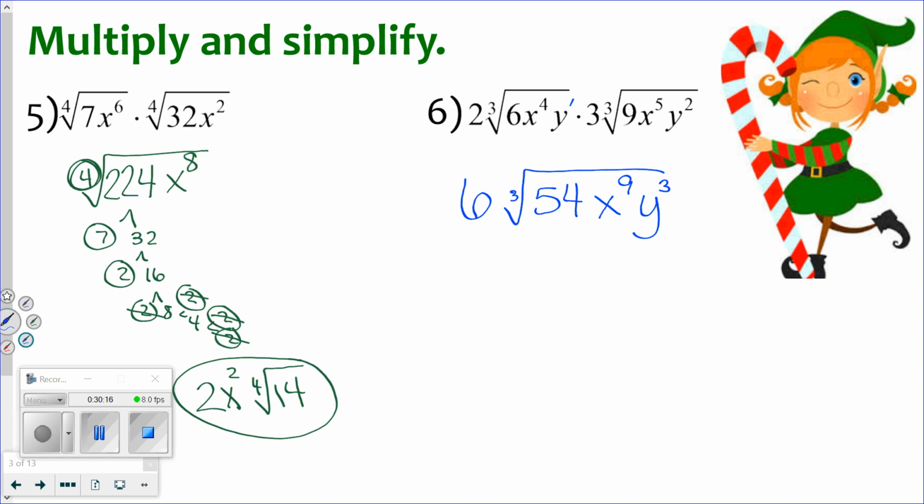No. Nate, how's your coloring going? Or Jake, how's that coloring going? Good? How's your coloring?